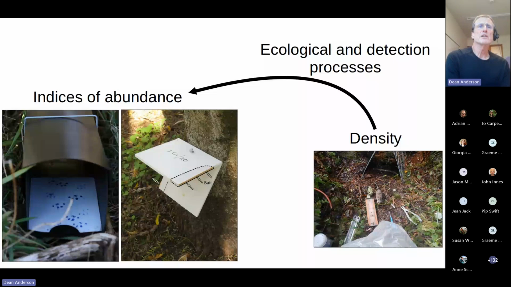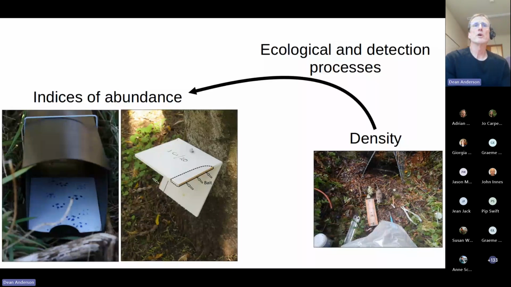And so the objective of this study is really to try to understand those ecological and detection processes that interact with density to give rise to the abundance indices, so that we can better understand when we get a measurement of 30% or 60% tracking rates, what that actually means in the underlying population.